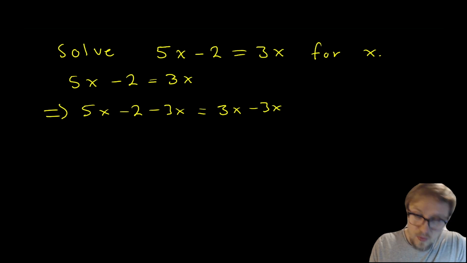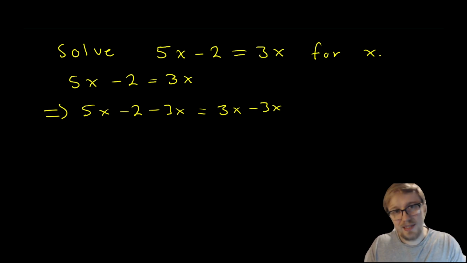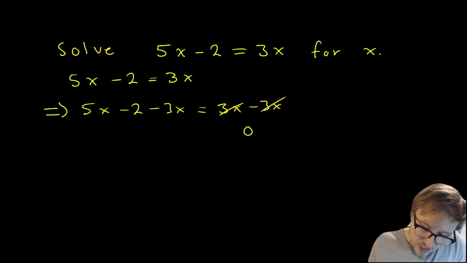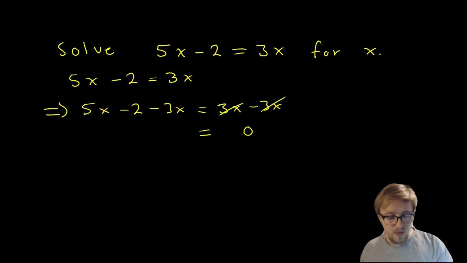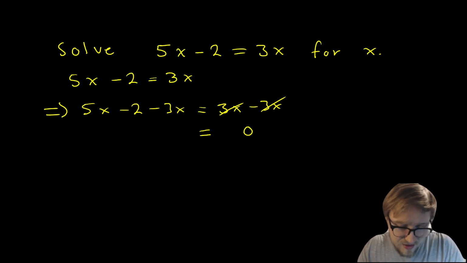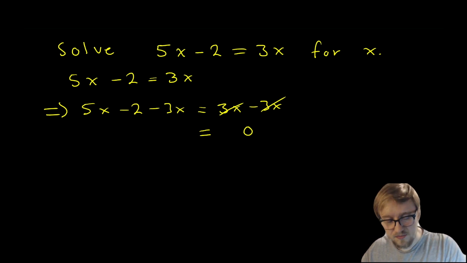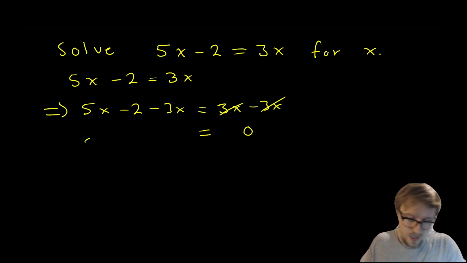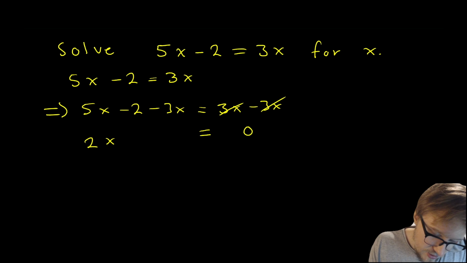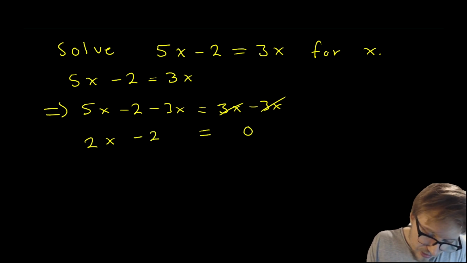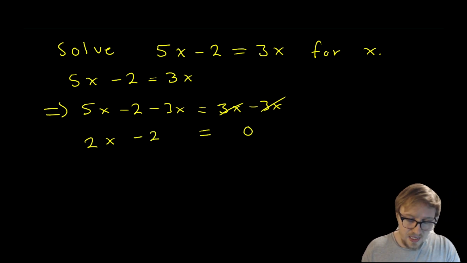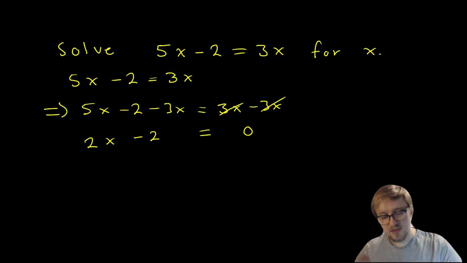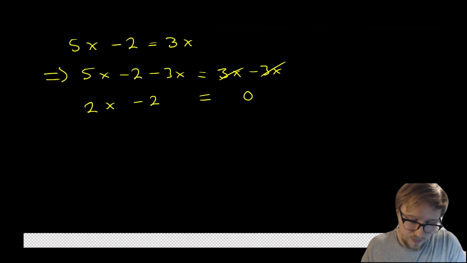On the right-hand side, we have 3x minus 3x, which is going to give us 0. And on the left-hand side, we're going to have a 5x and a minus 3x. So that's essentially 5 minus 3, which is going to give us 2. So there's a 2x left over here and a minus 2. So the left-hand side is now 2x minus 2, and then equals 0 on the right-hand side.